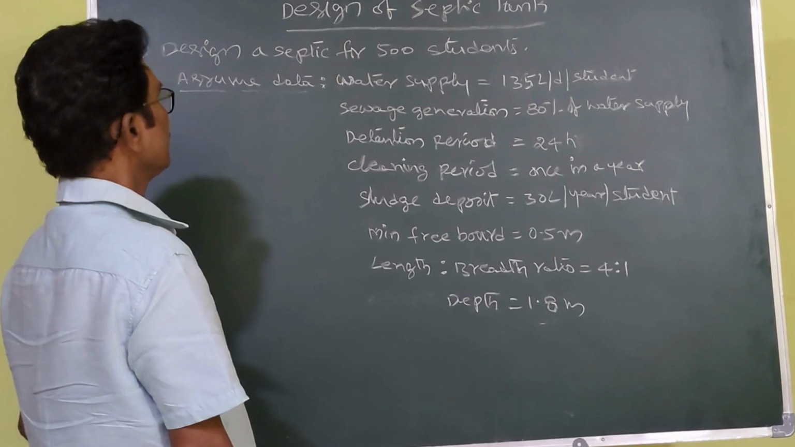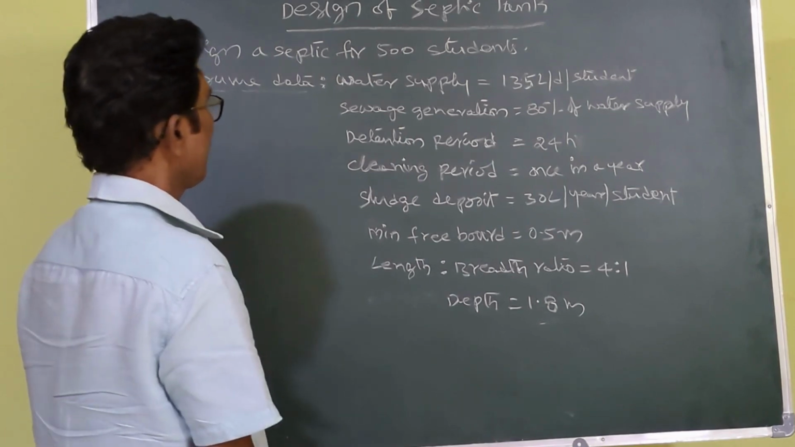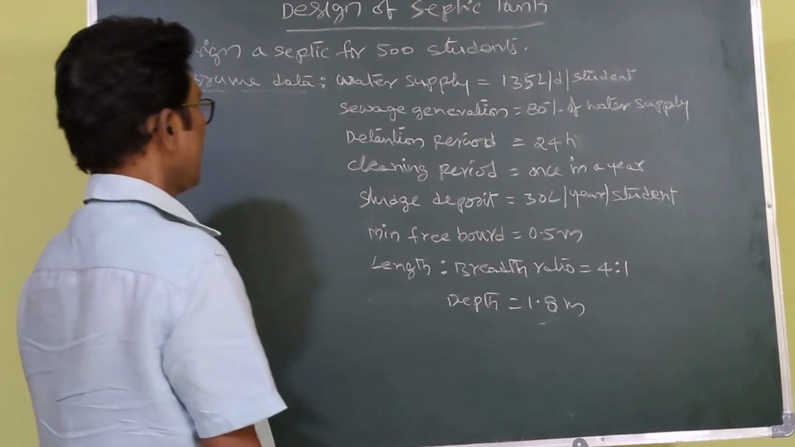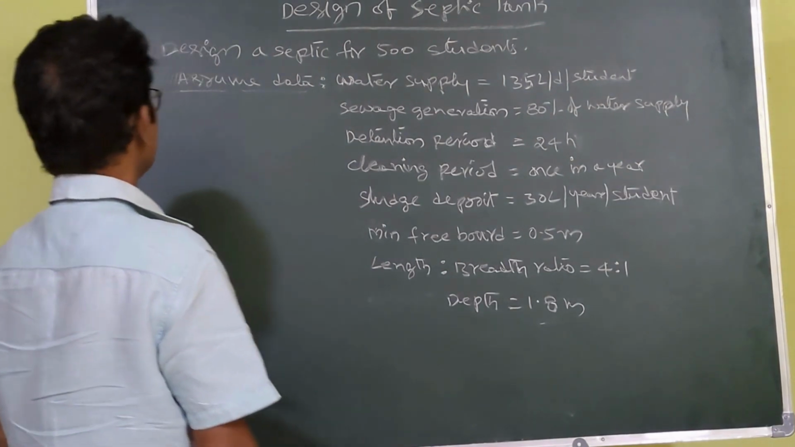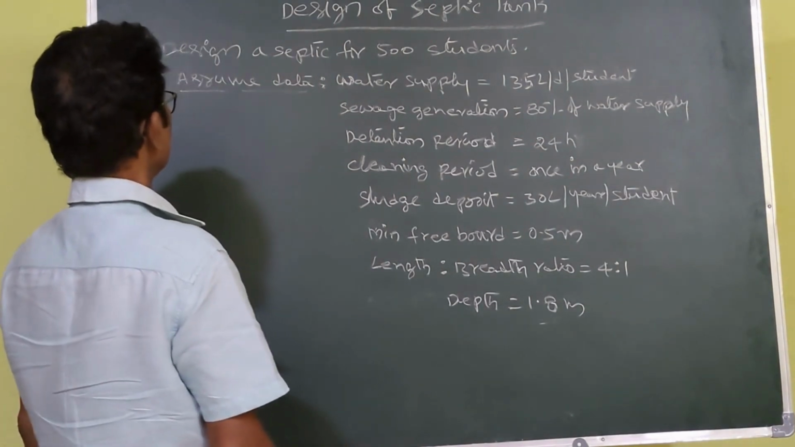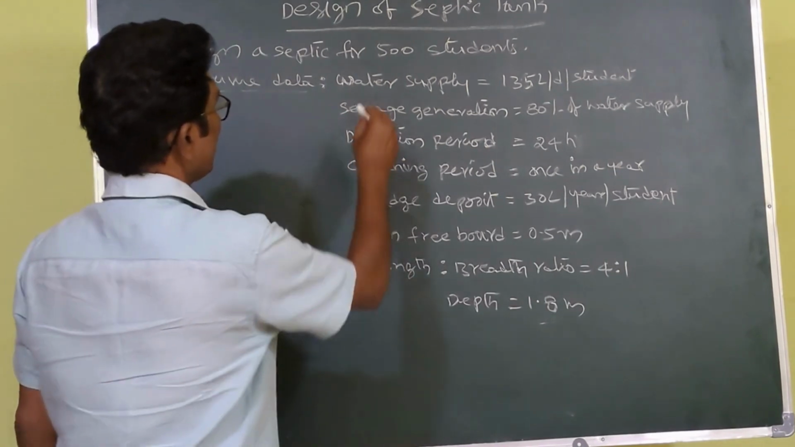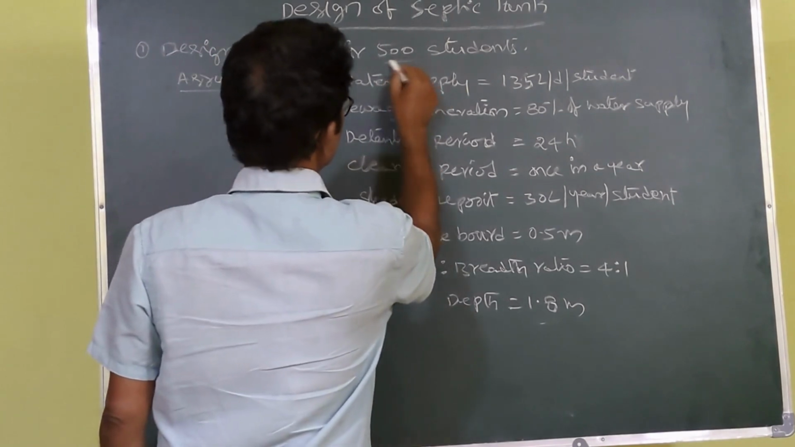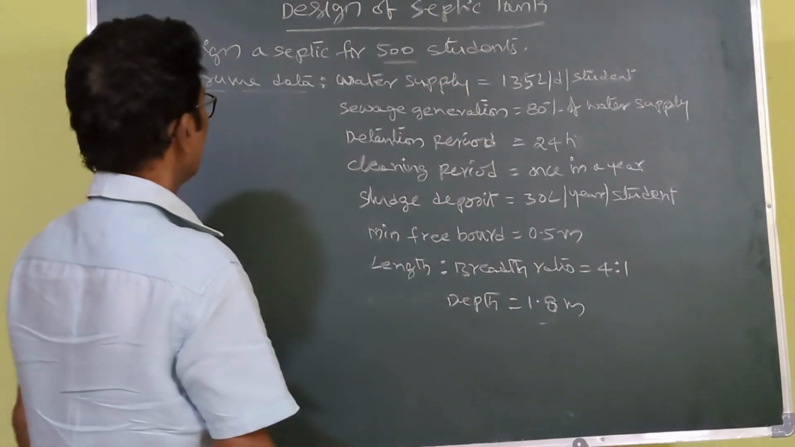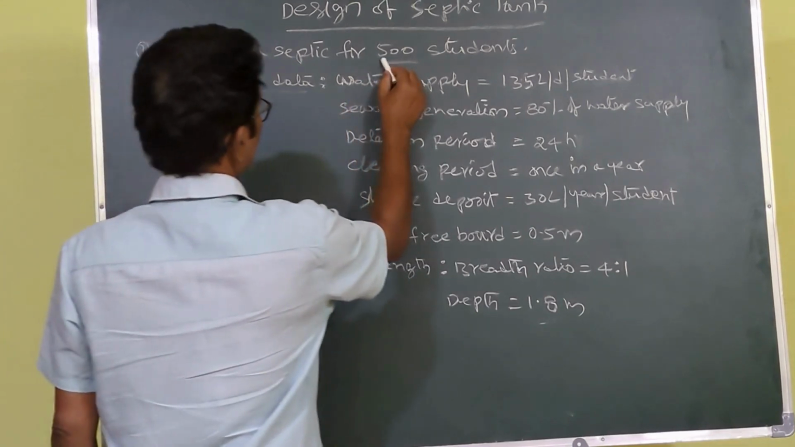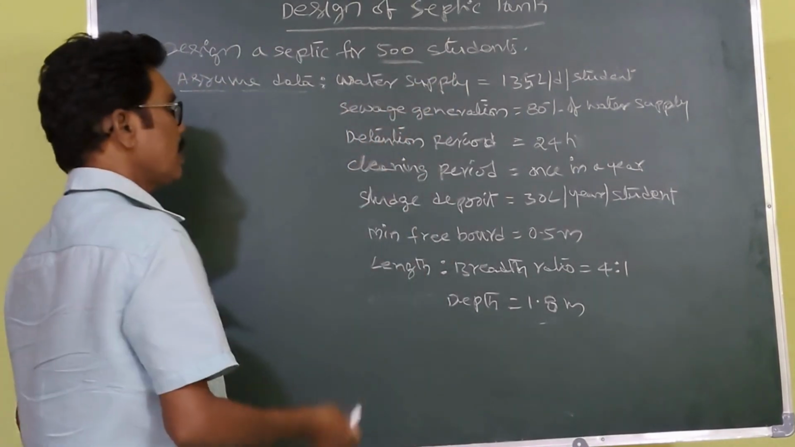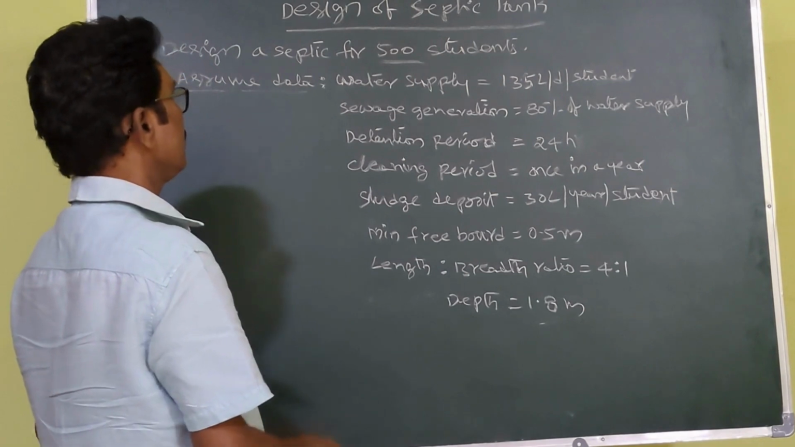Coming to the septic tank, it comes under the anaerobic tank because it is a closed one. So this septic tank is going to be designed for 500 students. Here they have given only the number 500, so whatever data is required, that data is to be assumed.